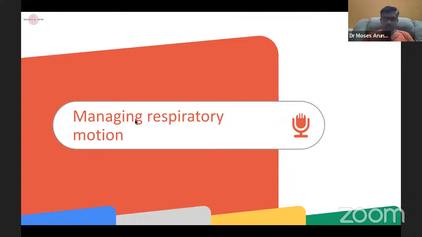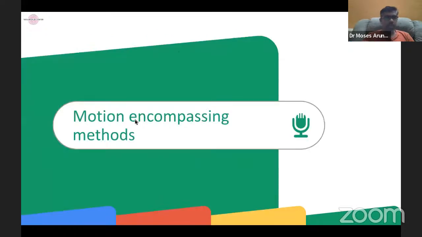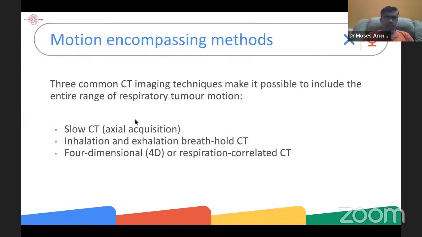So we come finally to managing respiratory motion as such. The methods can be broadly classified under these 5 heads. First is the motion encompassing method. The second and the third are both gated: the pure respiratory gating technique and the breath hold techniques. The next one is forced shallow breathing methods. And last, the ideal method would be the real-time tumor tracking method. We will look at all of these in a bit more detail.